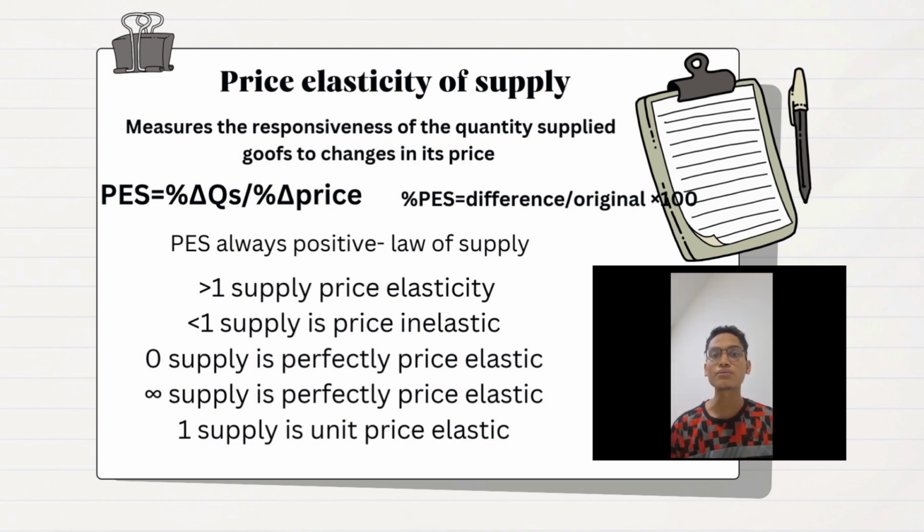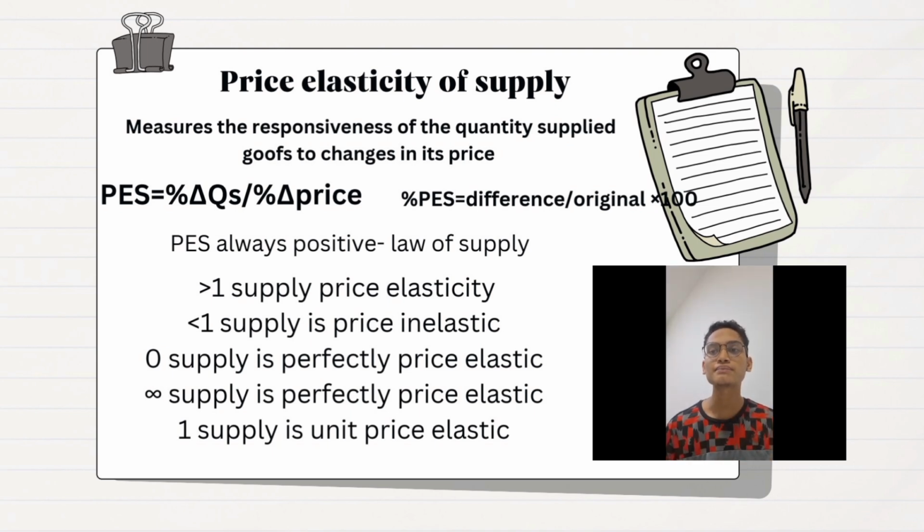We will use the formula: percentage change in quantity supplied over percentage change in price. Remember, the values need to be in percentage. How do we convert to percentage? We use the formula: difference divided by original times 100. So there are 5 possible values of PES.